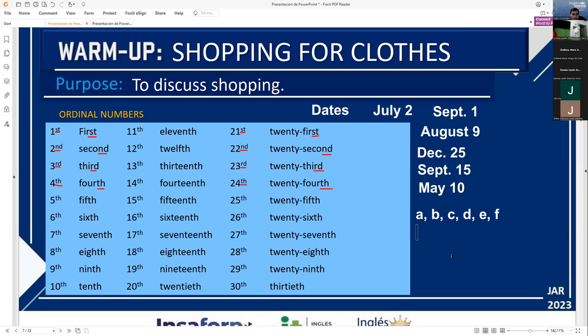In my case, I have two brothers and three sisters. I am brother number four. I am the fourth in the family. Are you the first in your family, or are you the fourth? Julio, what number are you in your family?